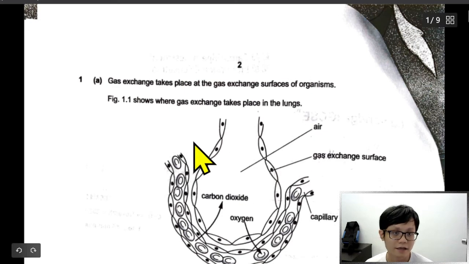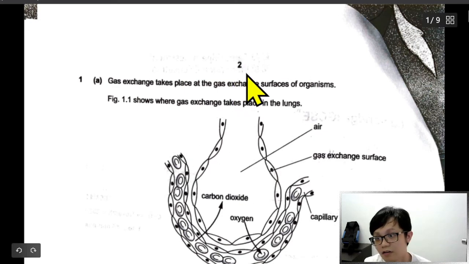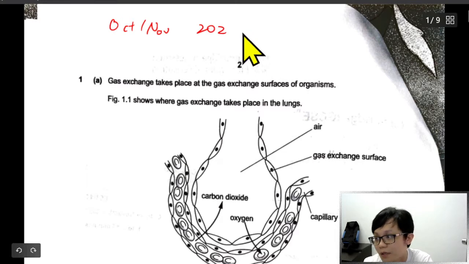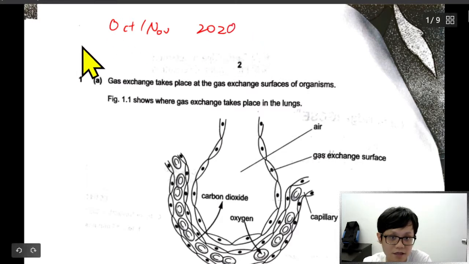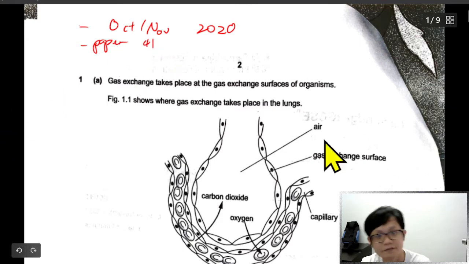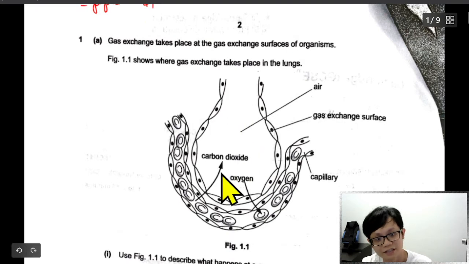Okay, hi. So this is October, November 2020. I just write here, October, November 2020, paper 41. Okay, paper 41. Let's look at the first question. Show the gas exchange in carbon dioxide and oxygen and so on.